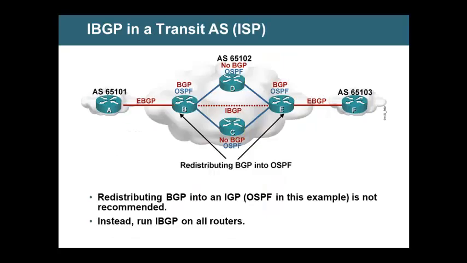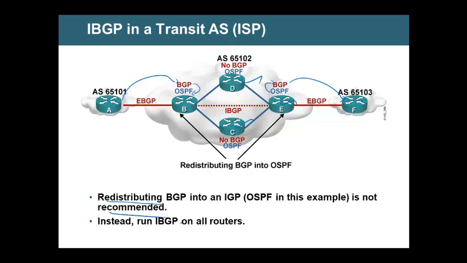Some people will see redistribution as a solution. See, through BGP you are learning. From BGP, if you redistribute to OSPF, it will go to all the routers. And here from OSPF, you can take it and redistribute to BGP, and it will go here. But this is not a recommended solution.